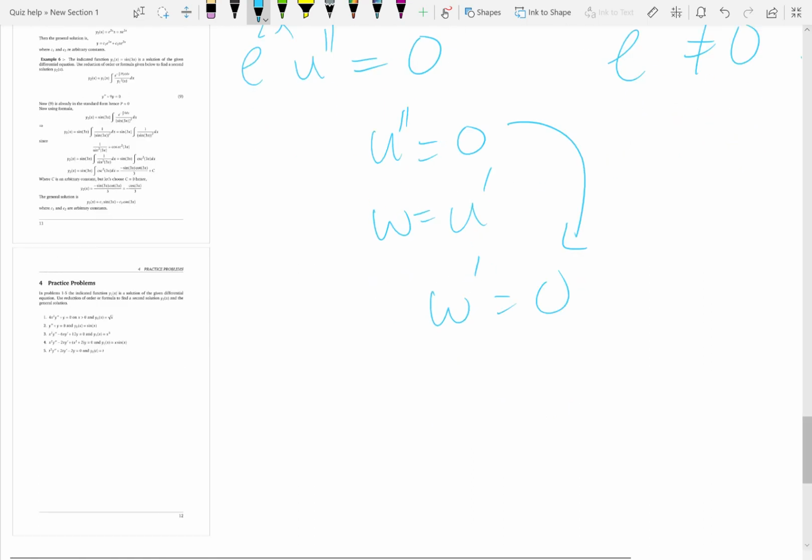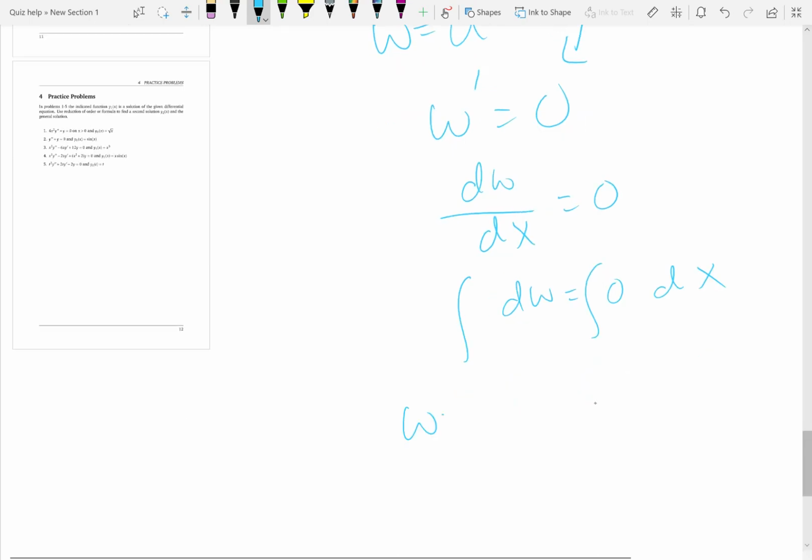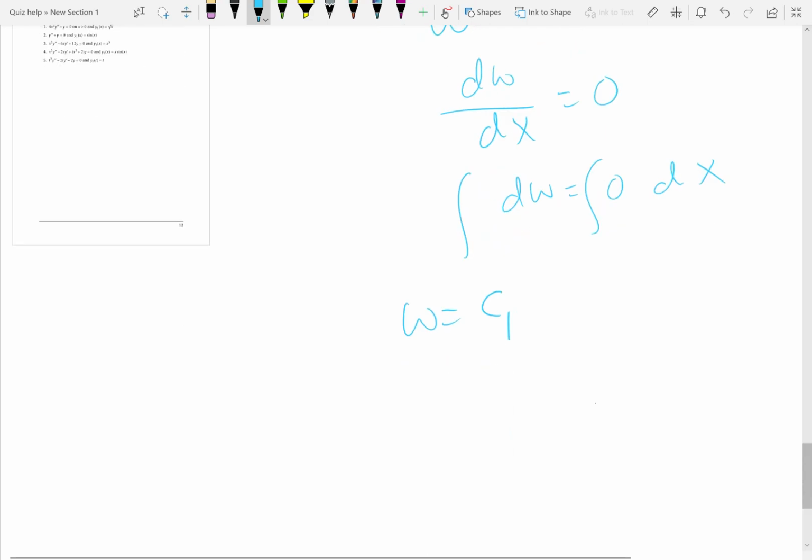Now w prime is dw over dx equal to 0. So we can take dx to the other side. If we integrate here, what do we get? If you integrate the left, you get w. If you integrate 0, you get a constant c1. The derivative of a constant is 0, so the integral of 0 is a constant. That is w.